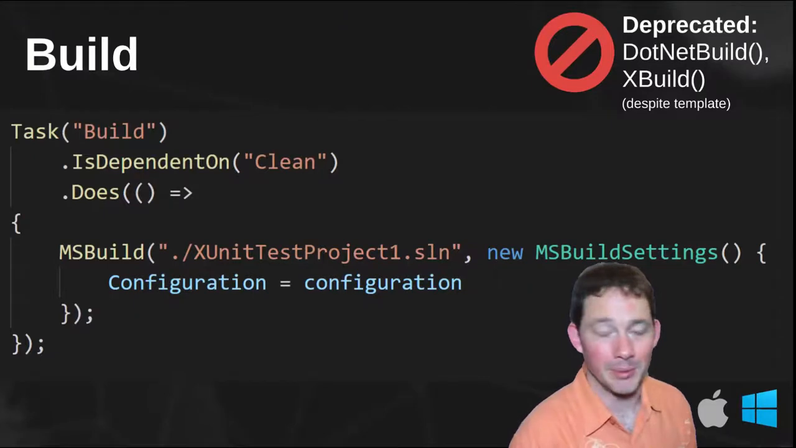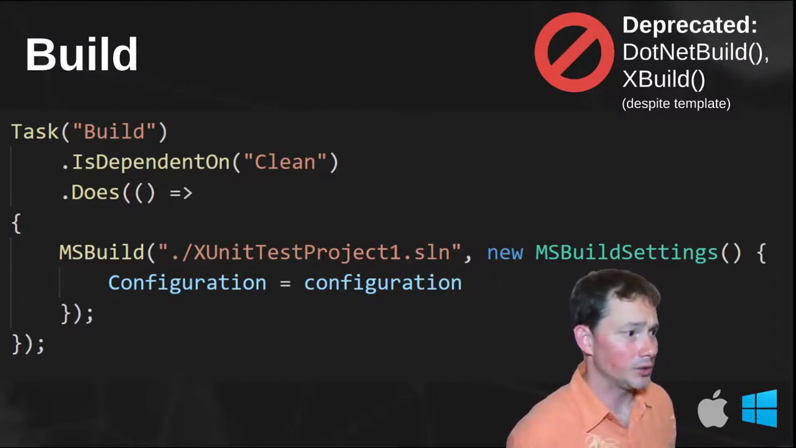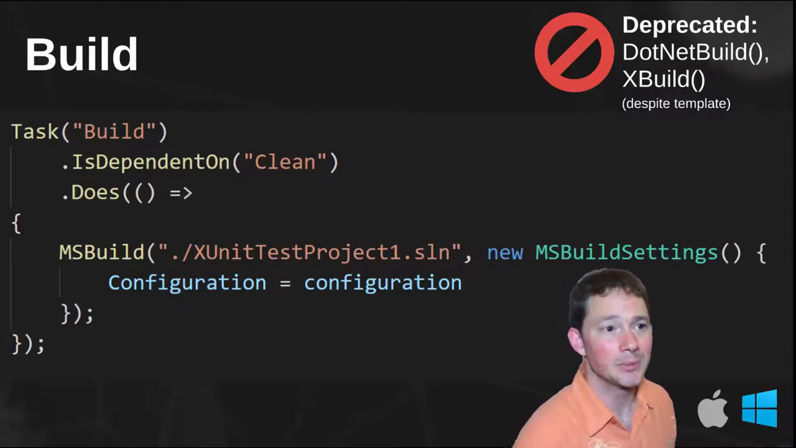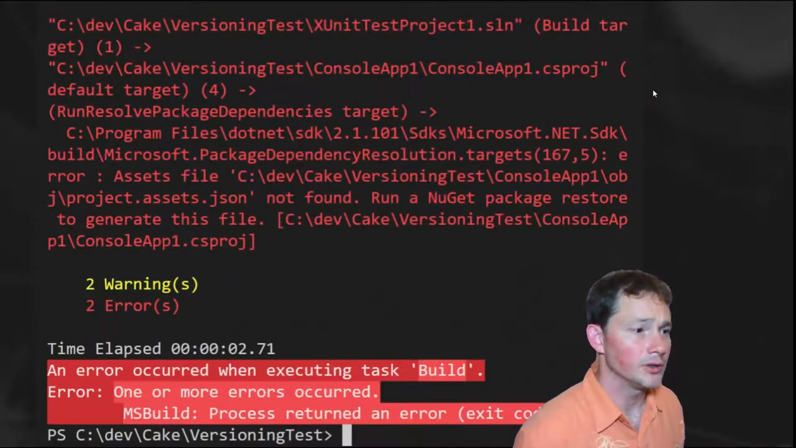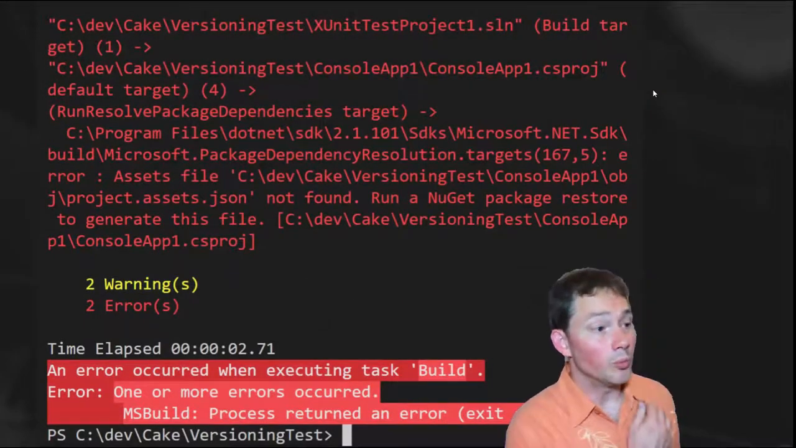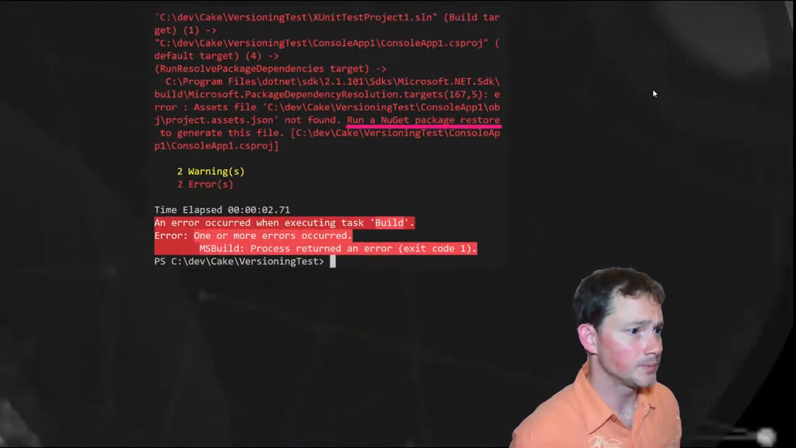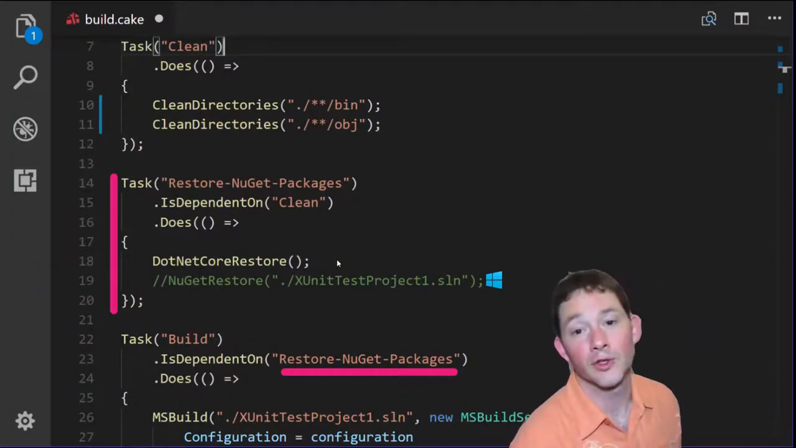So you've already seen some of this in the demonstration, but here at the build task, we're going to see that we're running MSBuild, and in a lot of the documentation, you'll see references to DotNetBuild and XBuild. Don't use those. Just use MSBuild. That's the latest way to do it. So you might get errors like this. We already saw this about the NuGet package restore, and the NuGet package restore can be fixed by doing a dotnet core restore if you're running on .NET Core.